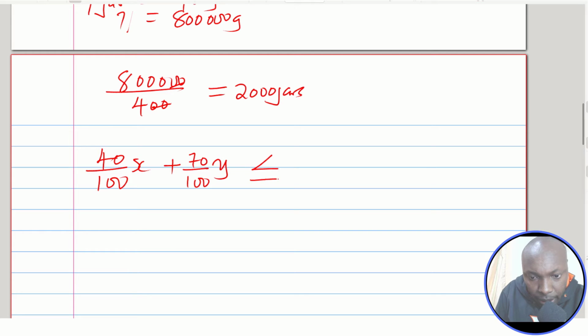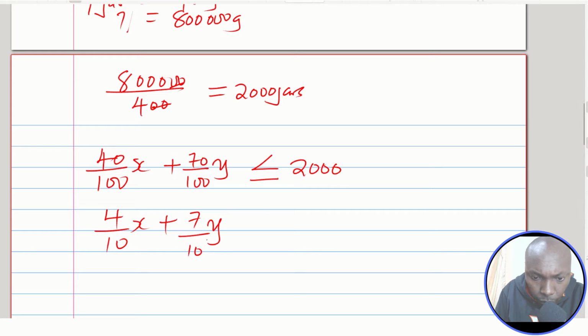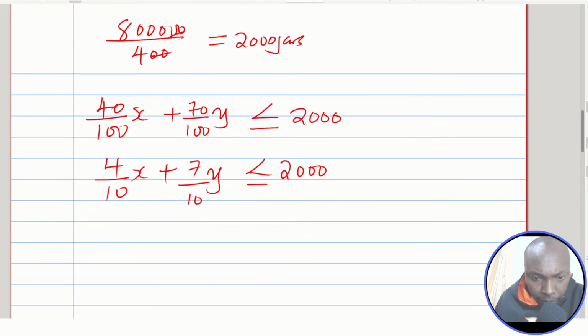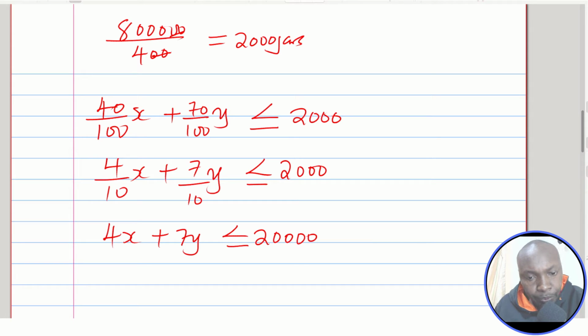That should be less than or equal to 2,000 jars. They should not be more. So this is the same as 4 divided by 10 x plus 7 divided by 10 y should be less than or equal to 2,000. Multiplying everything by 10 to get rid of the denominator, you get 4x plus 7y is less than or equal to 20,000. This gives the second inequality.